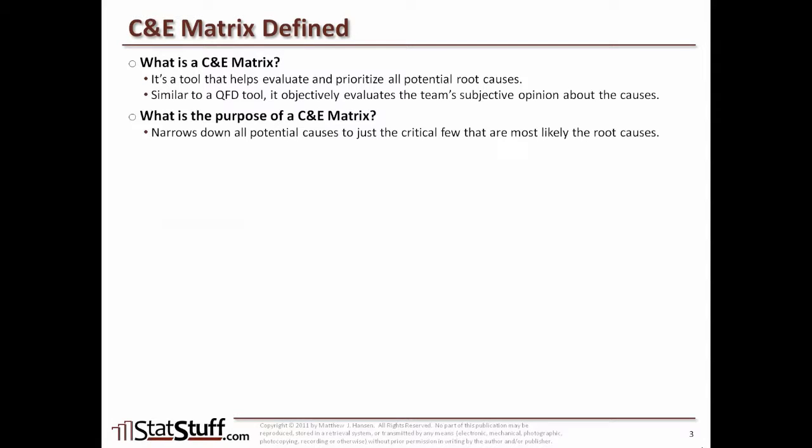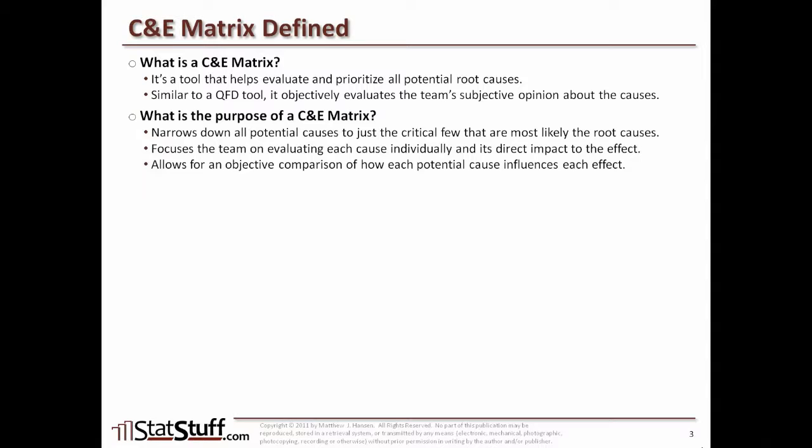So what's the purpose of the C&E Matrix? Well, it's a way of narrowing down all potential causes to just the critical few that are most likely to be the root causes. It helps the team to focus on evaluating each cause individually and the direct impact that each one has on the effect. It also allows for an objective comparison for how each potential cause influences each effect.